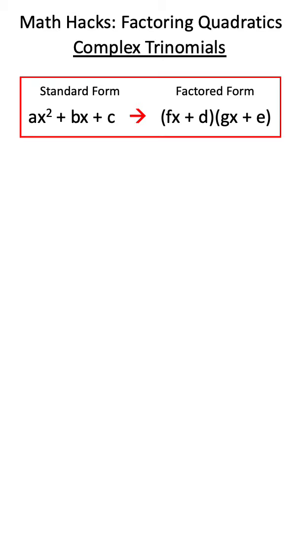Hi there. Today we'll be covering how to factor complex trinomials. Now, complex trinomials are indicated by having an a term other than 1. Something like this, for example, has an a term of 1 and could be factored as a simple trinomial.